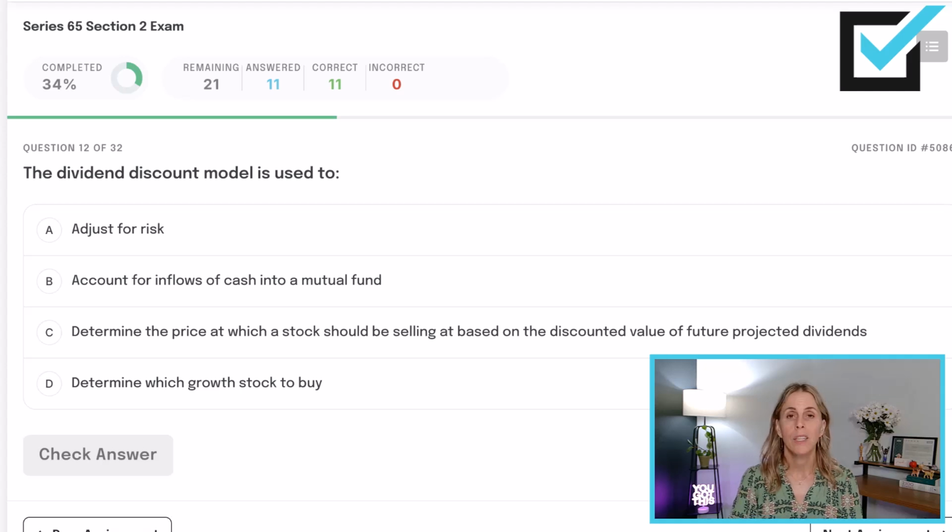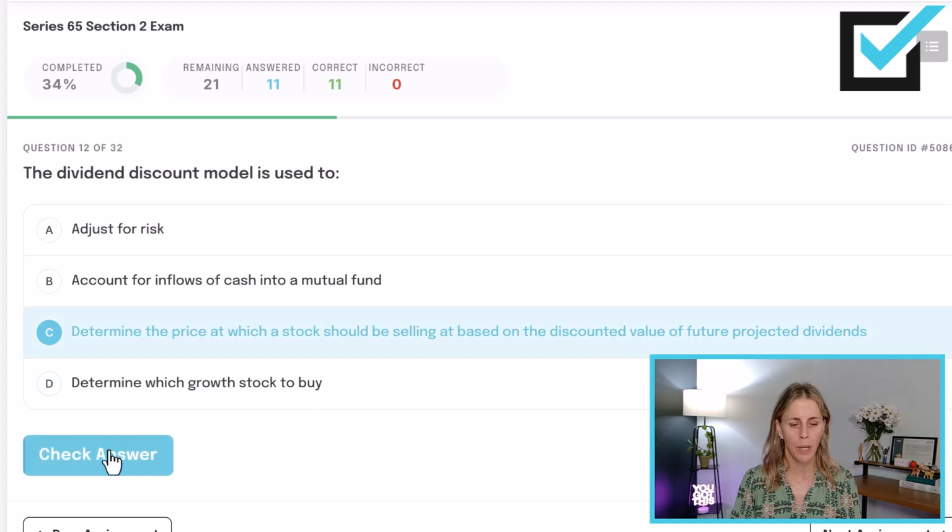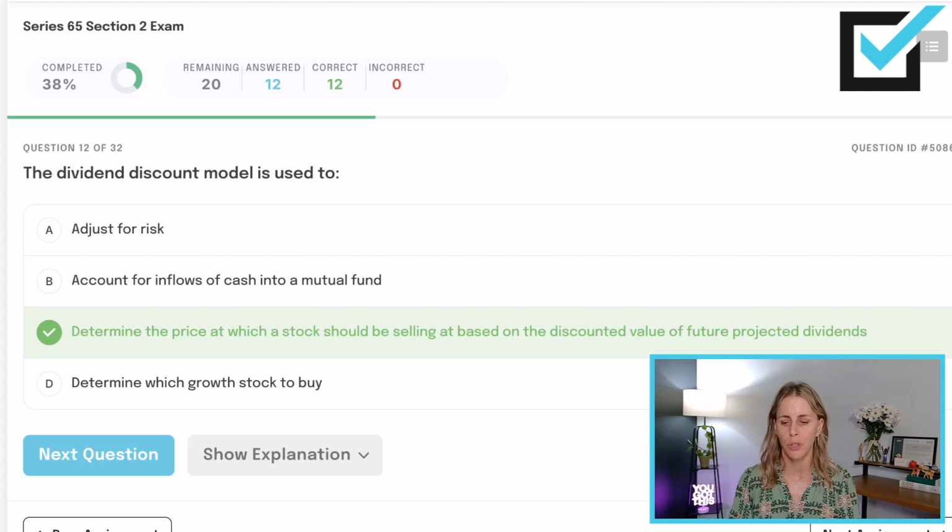The dividend discount model is used to adjust for risk, account for inflows of cash into a mutual fund, determine the price at which a stock should be selling at based on the discounted value of future projected dividends, determine which growth stock to buy. The dividend discount model is used to determine the price at which a stock should be selling at based on the discounted value of future projected dividends.